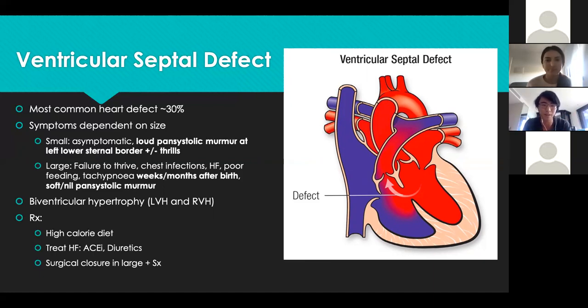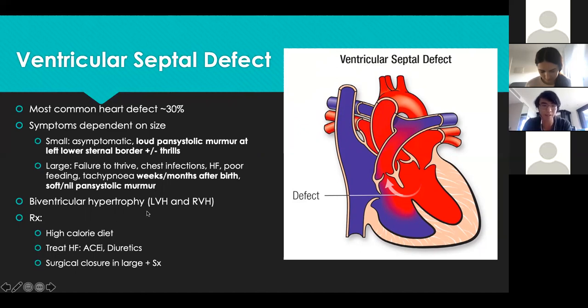And the symptoms depend on the size. So if it's small, then it's asymptomatic because it's not causing much of a problem. But when it's big, that's when you get those classic heart failure symptoms, failure to thrive, chest infections that we've talked about. And you also won't get a murmur if it's large. So you get biventricular hypertrophy because both your left and your right side are pumping blood to both your lungs and to your limbs and your gut and everything else.